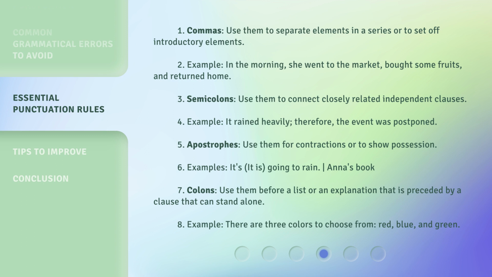4. Example. It rained heavily; therefore, the event was postponed. 5. Apostrophes. Use them for contractions or to show possession.